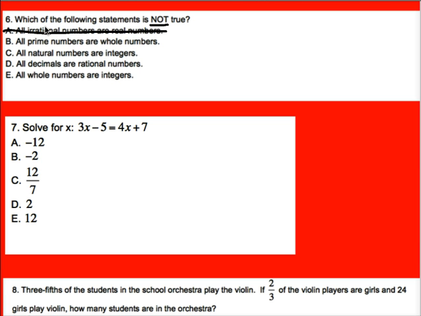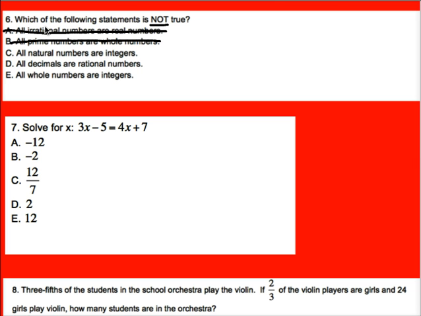All prime numbers are whole numbers. Think about the definition of prime. We're talking about numbers that can only be divided by 1 and itself. But in that definition, we are always talking about whole numbers. We're not talking about fractions or decimals or anything like that. So by definition, yes, when we say prime, we are talking about whole numbers.